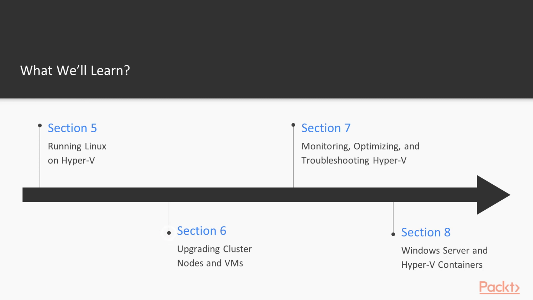Section 6 is about upgrades. Windows Server 2016 introduced mixed mode clustering. We talk about this here and how to go about upgrading your Hyper-V clusters with Windows Server 2019. In Section 7, we focus on daily operational tasks such as backups, monitoring, and troubleshooting. Finally, Section 8 is all about containers, as I said earlier.